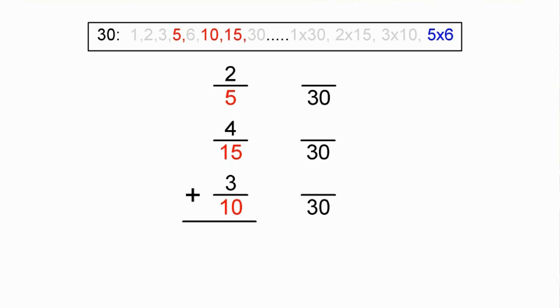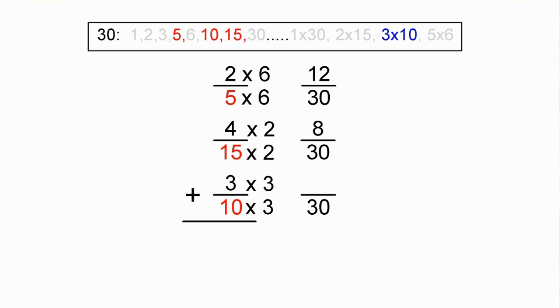Using the multiples, I see that 5 times 6 is 30 for the top fraction, so the numerator is now 2 times 6 or 12. For the middle fraction, 15 times 2 is 30, so 4 times 2 is 8. In the bottom fraction, 10 times 3 is 30, so 3 times 3 is 9. The bottom of my answer is 30, and the top of the answer is 12 plus 8 plus 9, which is 29, so the answer is 29/30.